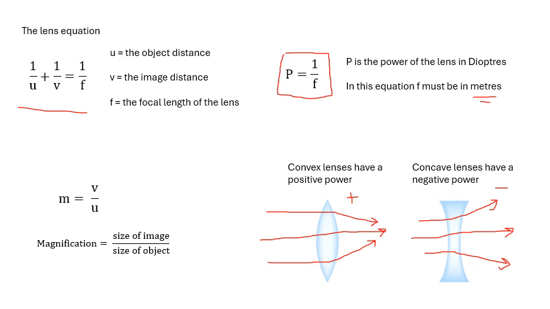And then one other equation is for the magnification. The magnification is the size of the image divided by the size of the object. If the image is diminished, then the magnification will be less than 1. And in the case of the eye, it nearly always is diminished. So the magnification is the size of the image divided by the size of the object.